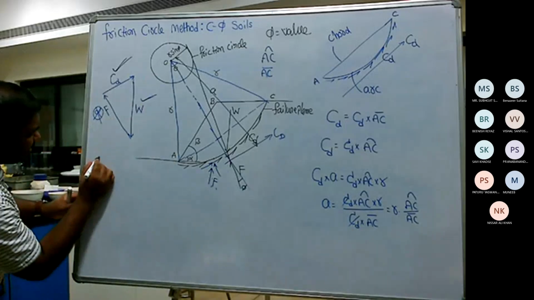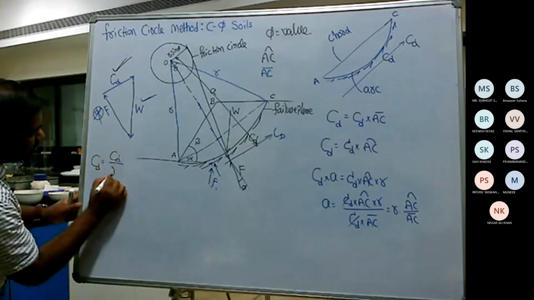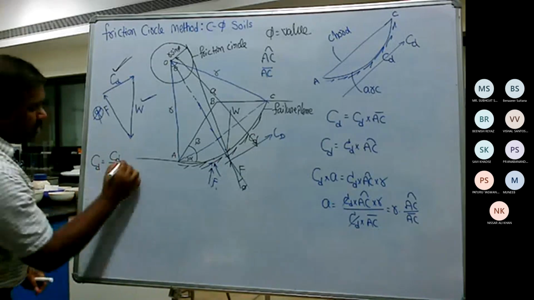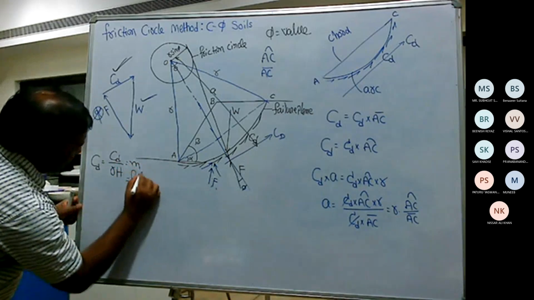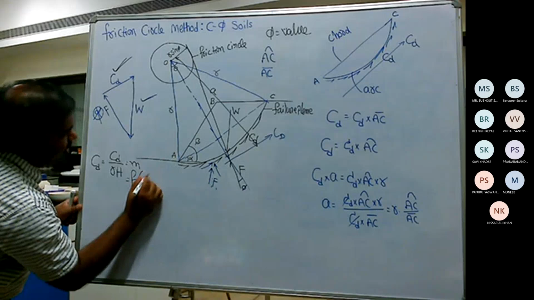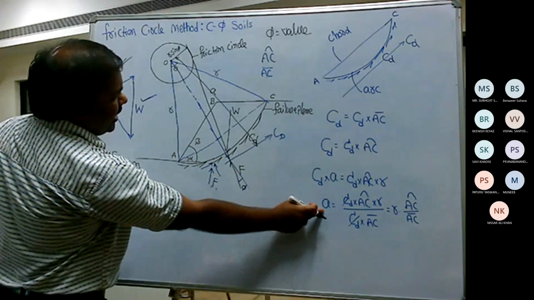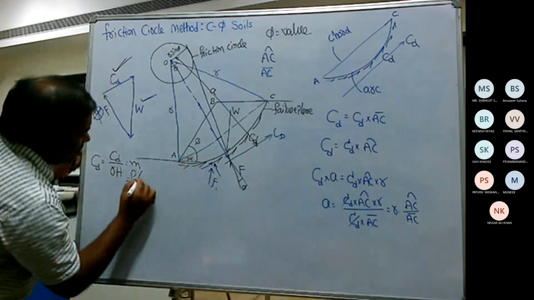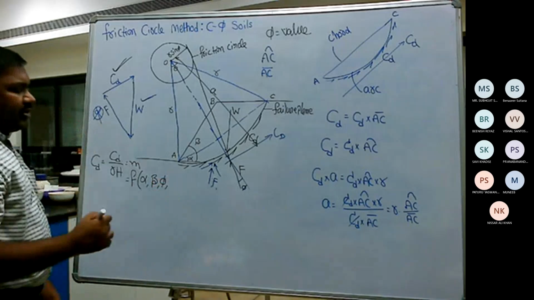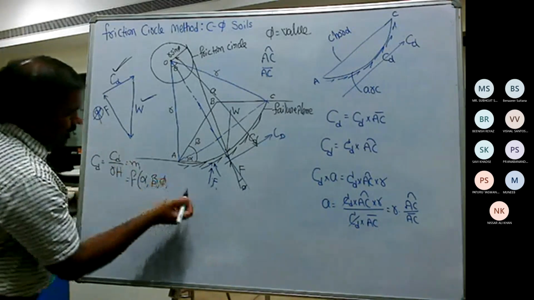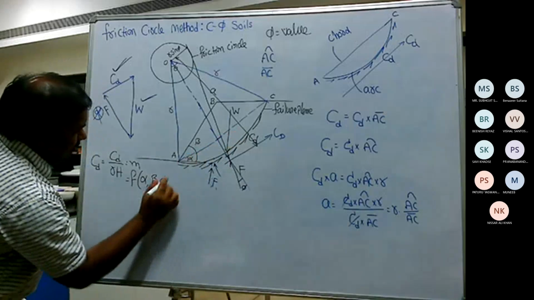This CD is represented in the form of CD by gamma H. So that is the stability number, which is again a function of several other parameters. Since you are also determining the lever arm distance A, which is a function of the value called alpha, then the slope angle beta, and the angle of internal friction phi, and other parameters.